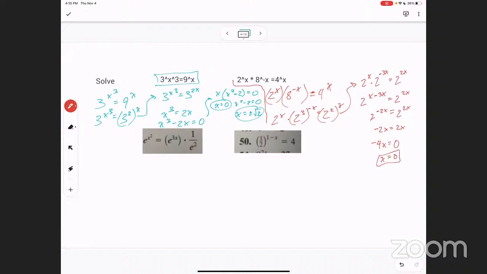One solution. Sometimes you have to think, did I clear a solution somewhere? Was there an extraneous solution? But I don't think there was. I think that's the right answer.